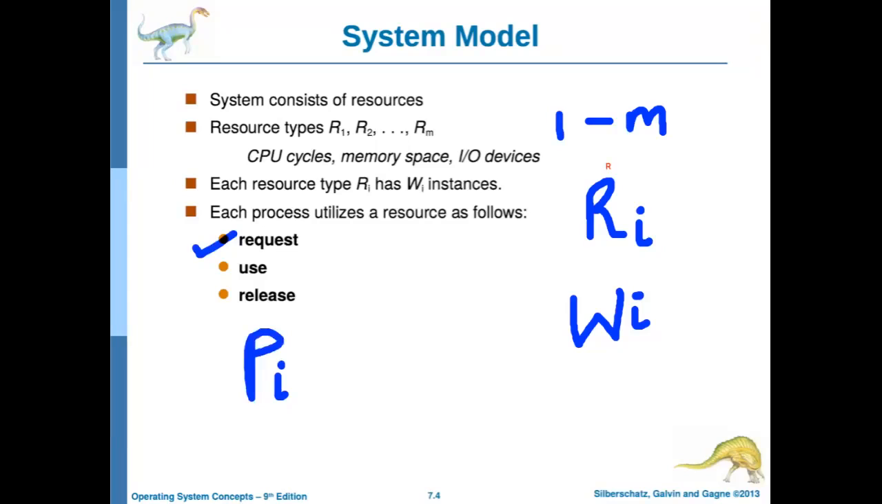use that resource, process Pi will use the resource, and once the process is done using that resource, it must be released so that it will be available to other processes.